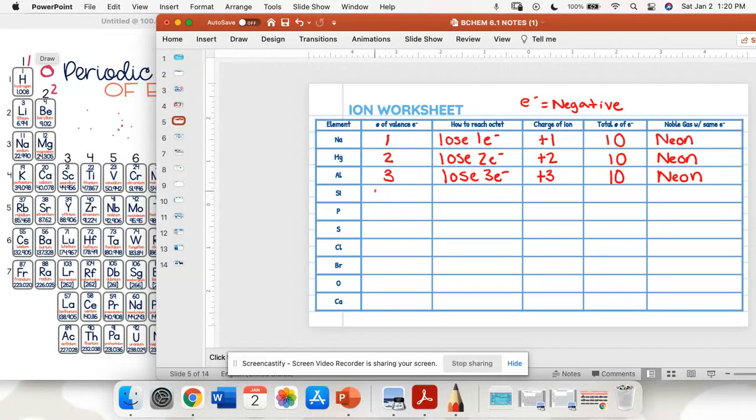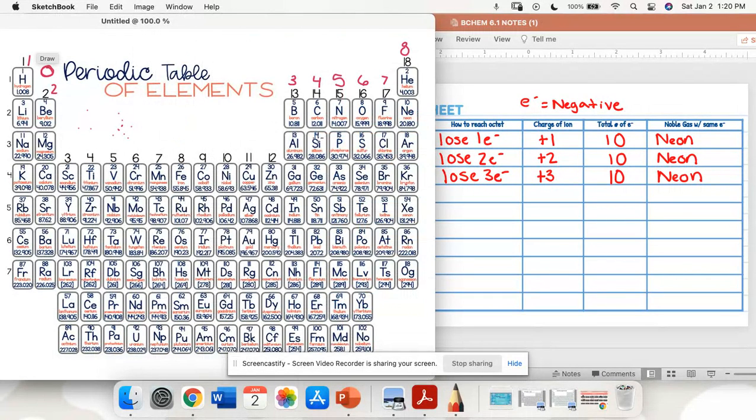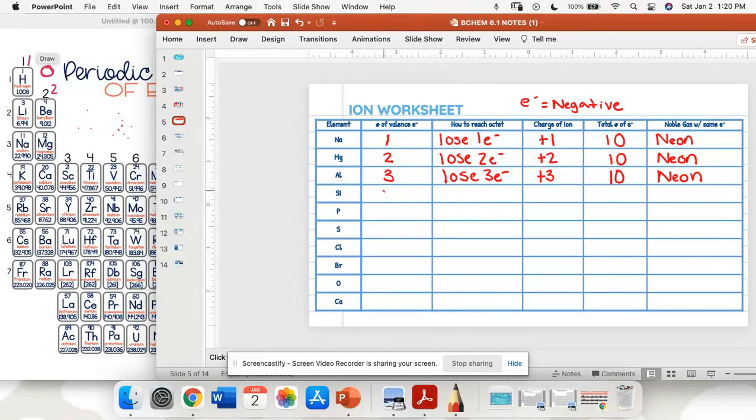All right, silicon is kind of tricky, but not too tricky. So silicon is atomic number 14, and it has 4 valence electrons. So silicon can either lose 4 or gain 4. They're both equally challenging, so silicon is just as likely to do either one. So this can go both ways. So I'm going to put lose or gain 4. If it loses 4, it will have a +4. If it gains 4, it's going to have a -4.